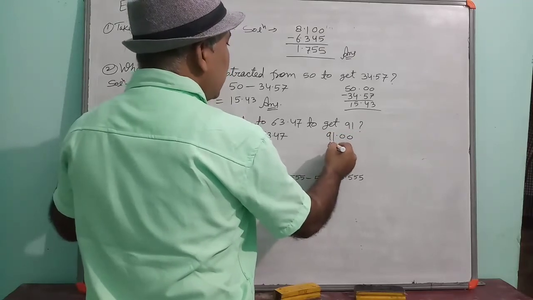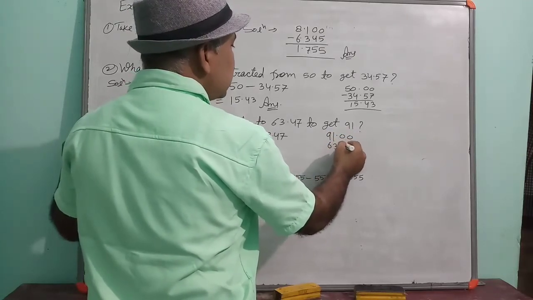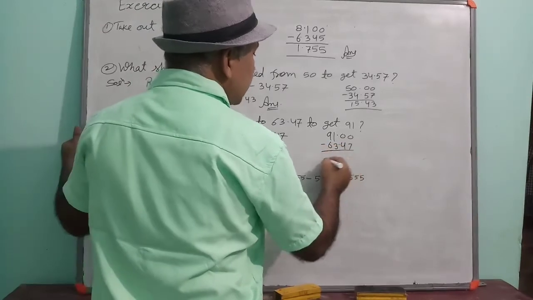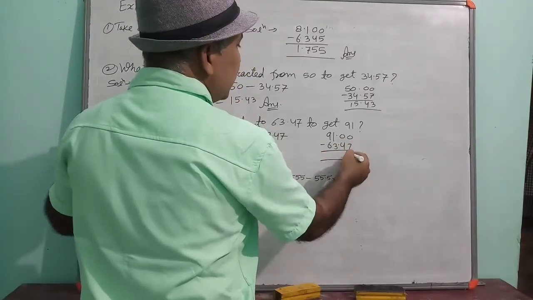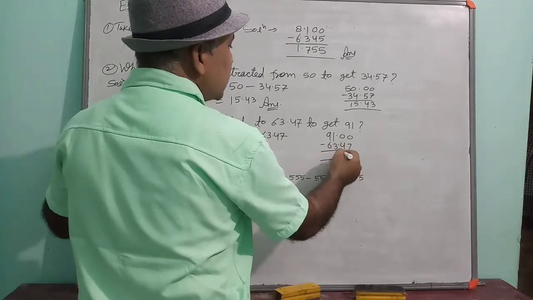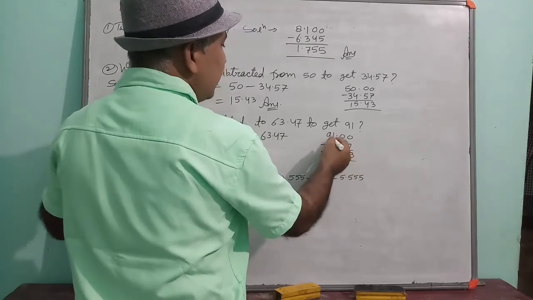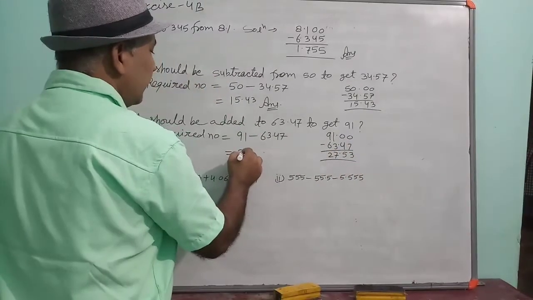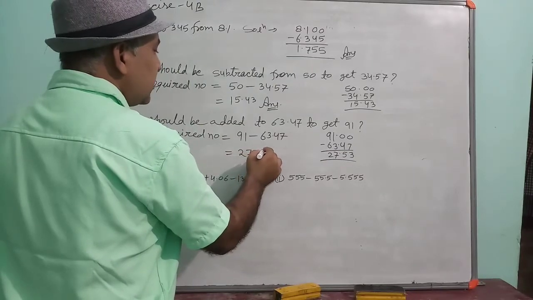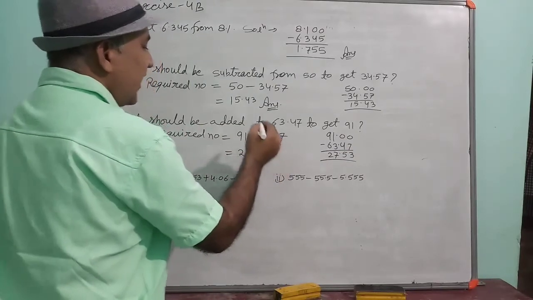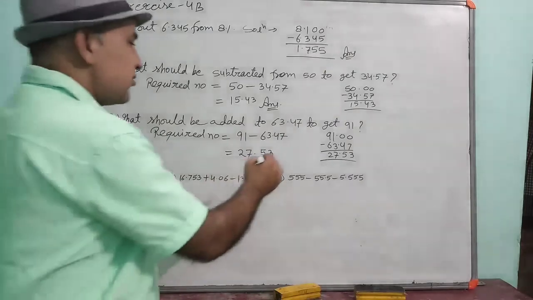91.00. From our side we will put decimal and zeros. Now subtract it. 10 minus 7 is 3. 9 minus 4 is 5. 10 minus 3 is 7. 8 minus 6 is 2. That means required number is 27.53. Understood? This is your answer.